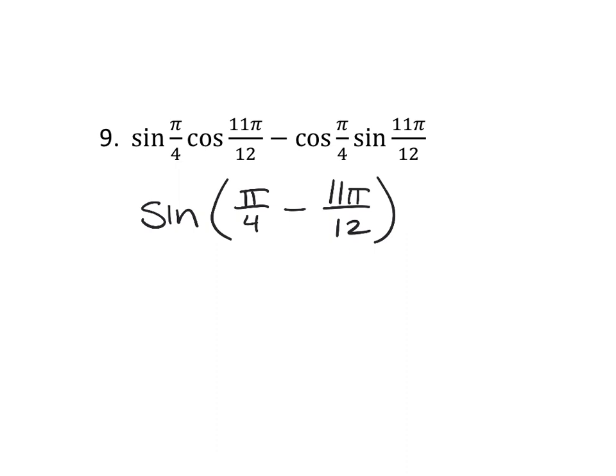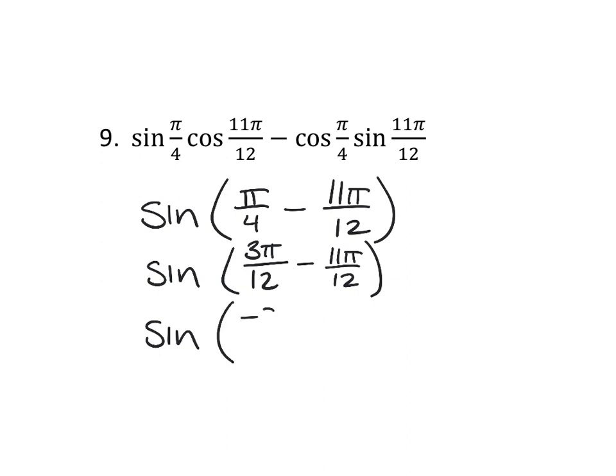Okay, but I can't add or subtract those fractions until they have a common denominator. So I'm going to go ahead and make them have a common denominator. This is 3 pi over 12 minus 11 pi over 12. Which is what? Negative 8 pi over 12. So here's where something that we haven't quite used yet comes in.